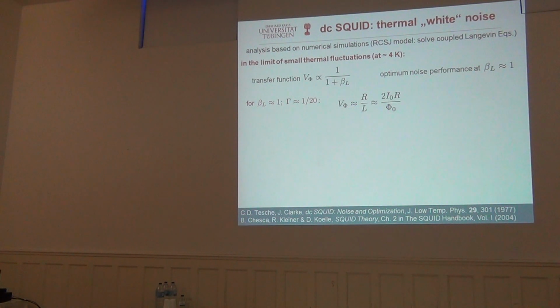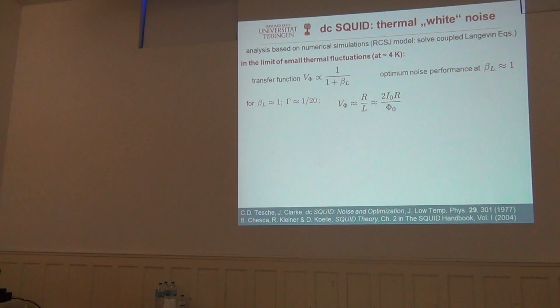So this is kind of a design rule. If you want to make a sensitive squid, you should set your beta L to a value close to 1. And they came up with expressions for squids with beta L close to 1 and gamma about 1 over 20. So also the product gamma times beta L is about 1 over 20. So there you are still in the regime of small thermal fluctuations. So they showed that the transfer function scales with R over L, or plugging in this condition, simply shows the transfer function scales with this characteristic voltage I naught R.